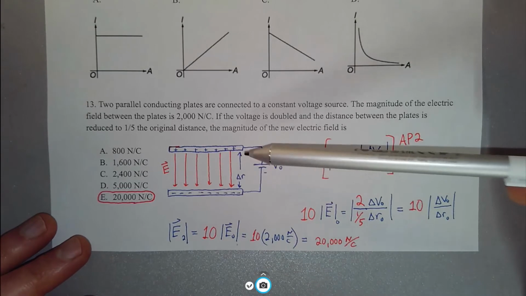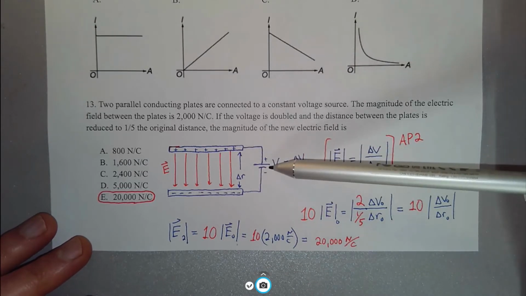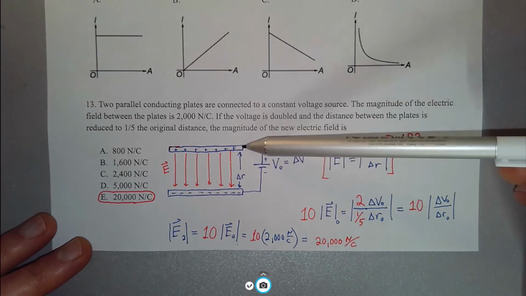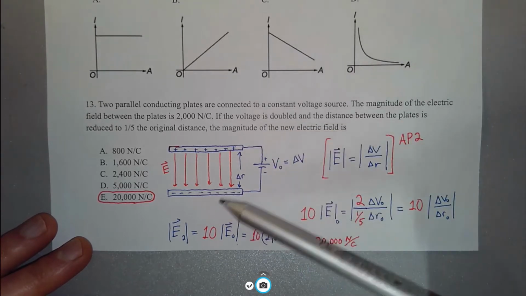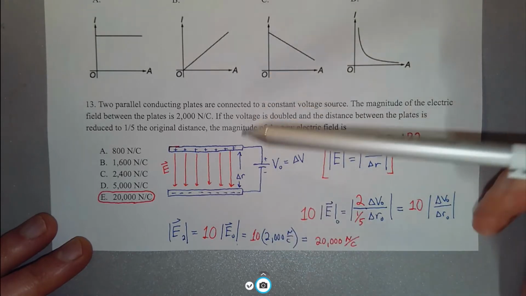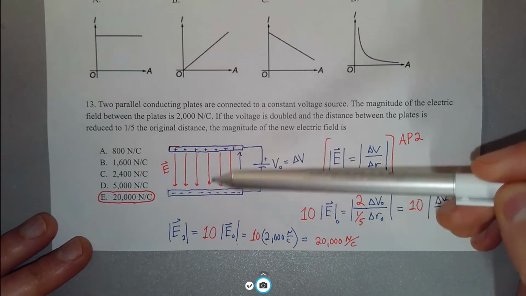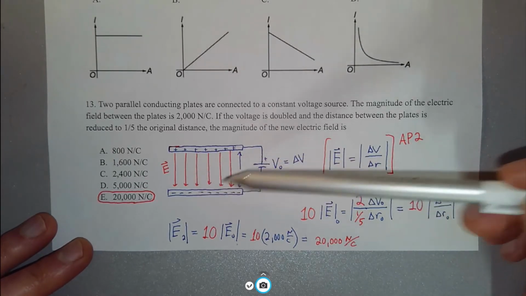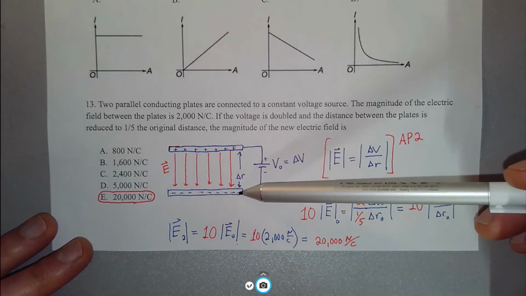So remember, with capacitor plates, if we connect two parallel conducting plates to a battery, the one that's connected to the positive side of the battery will have a net positive charge. The one connected to the negative side of the battery will have a net negative charge. And there's going to be a uniform electric field between those two plates. So it's going to be the same strength all throughout, from the positive side to the negative side.